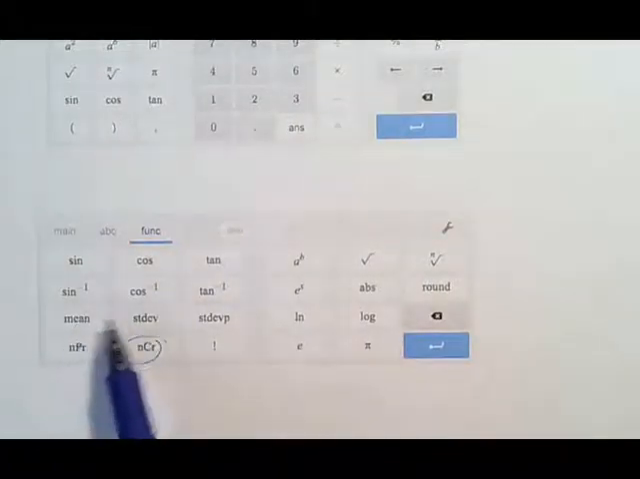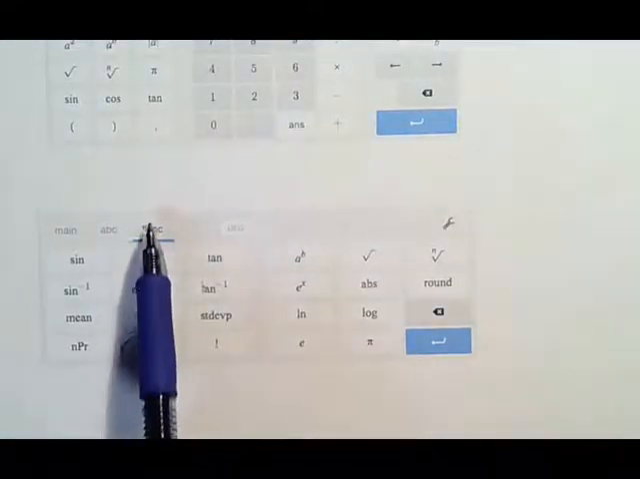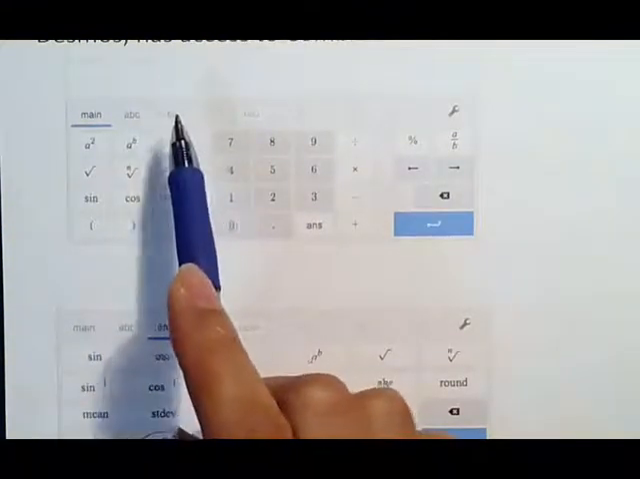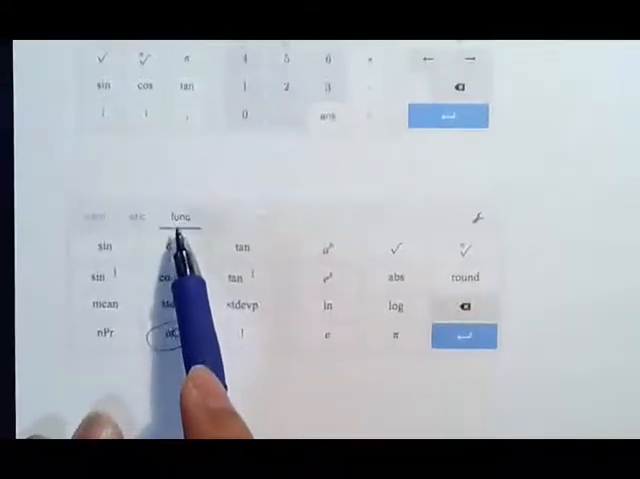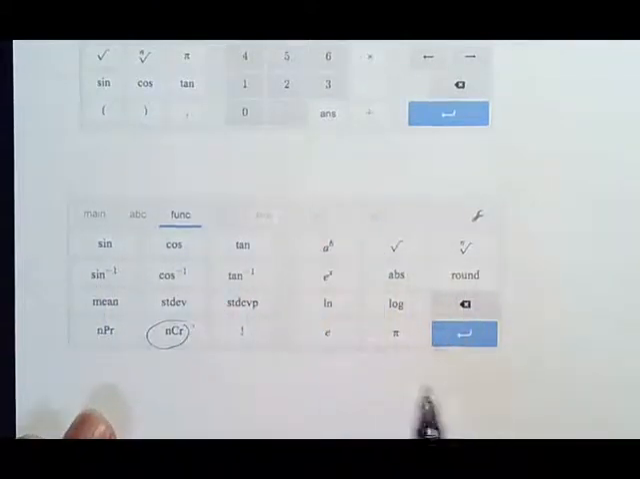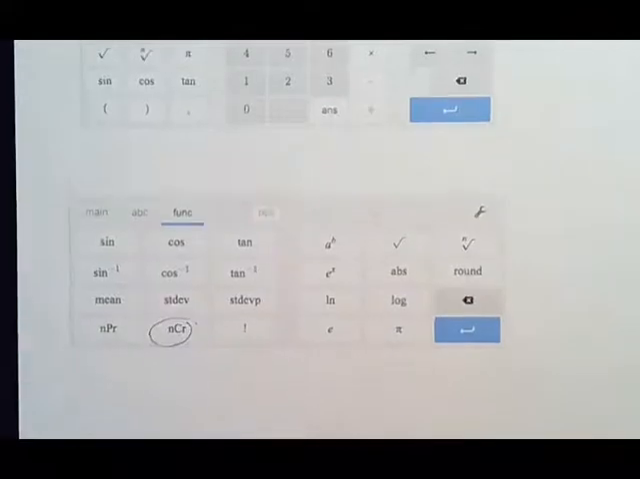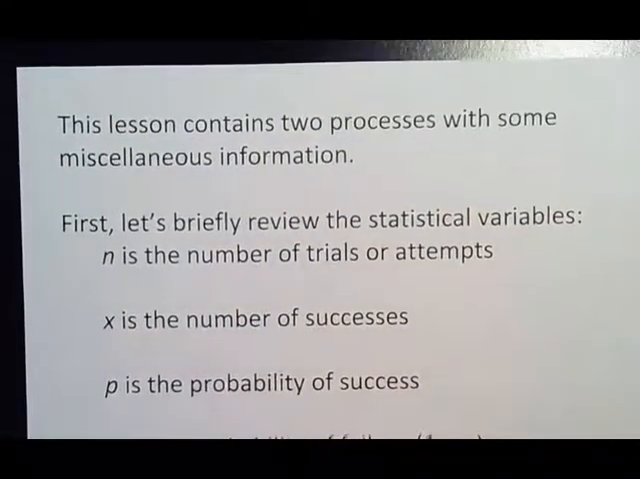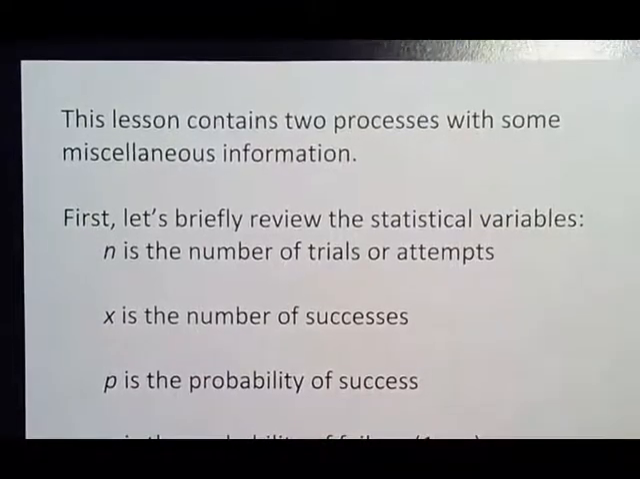You also see it has mean, standard deviation. I don't know what that is because I'm not that smart, but the general idea is that if you're using Desmos and you want to do the NPR, NCR, hit the function button. That will pull up these buttons here, and it'll give you some other things that you can work with. Alright, so this lesson here contains two processes with some miscellaneous information going on.